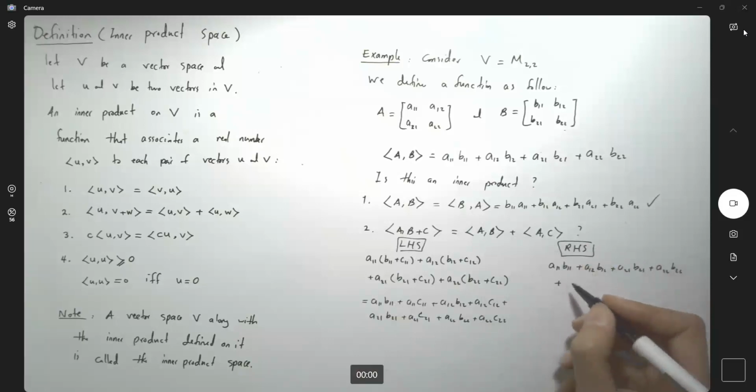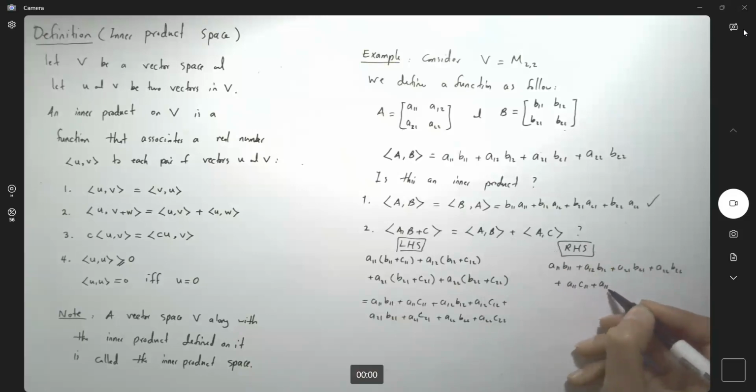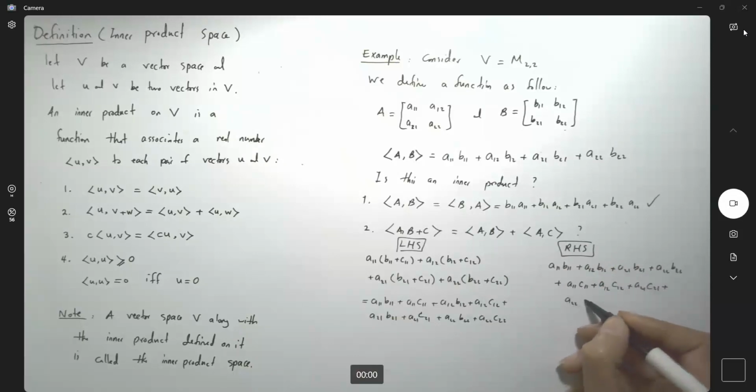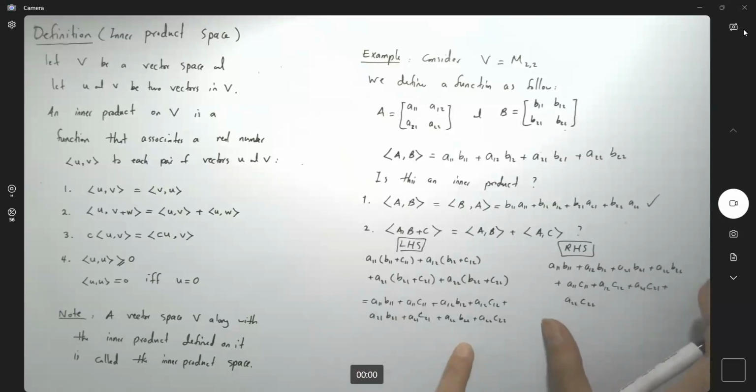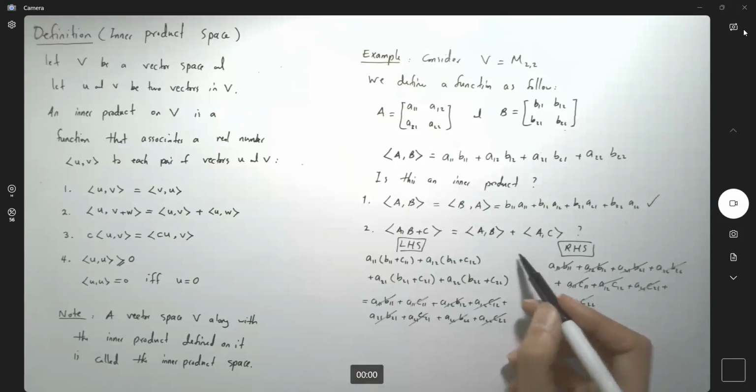And then plus A11 C11, A12 C12, A21 C21, and finally A22 C22. Are these 2 the same thing? These 2 are the same. A11 B11 and A11 C11, I have them here. A12 B12, A12 C12, A21 B21, and A21 C21, both of them are here. A22 B22, and finally A22 C22. So the left-hand side is equal to the right-hand side.